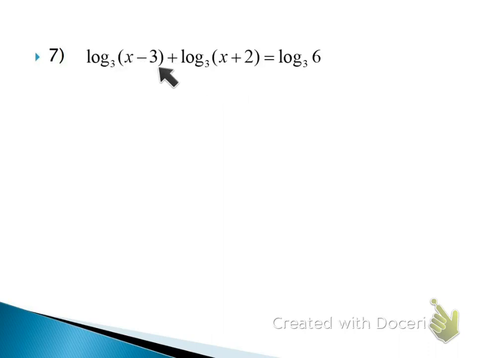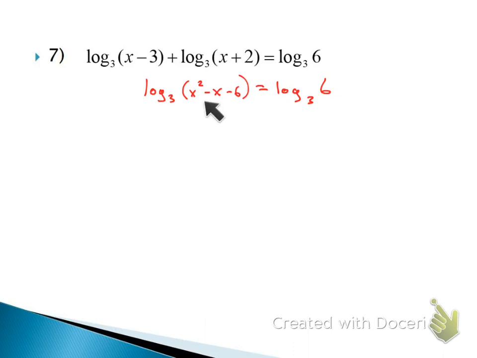So first of all, let's use our log properties. I have a log base 3 plus a log base 3. Can I rewrite the left-hand side as the log base 3? What do I do with this x minus 3 and x plus 2? You multiply them, don't you? So that becomes log base 3 of x squared minus x minus 6 equals log base 3 of 6, okay?